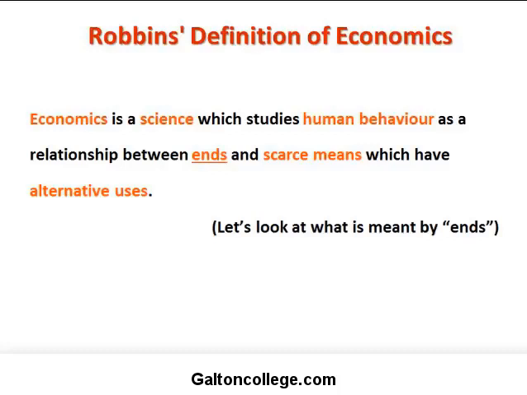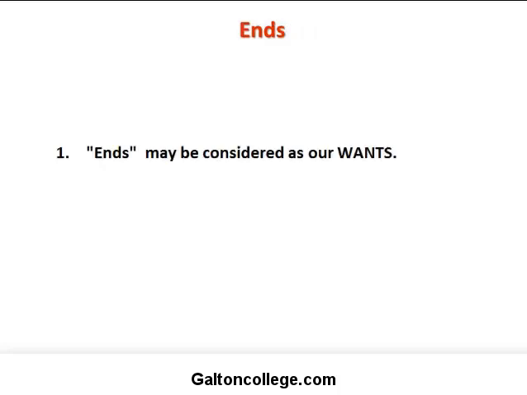So let's look at ends and see what's associated with this idea of wants or ends. Ends may be considered as wants. As I said, it's the ends, that's why we're working, that's why we participate in a working life. We want to acquire the resources to satisfy our wants. We've all got wants, generated from various sources, and we'll look at these in the course of this video.